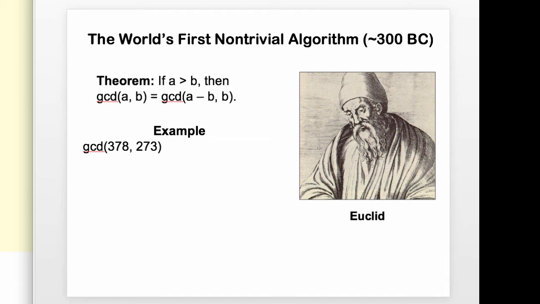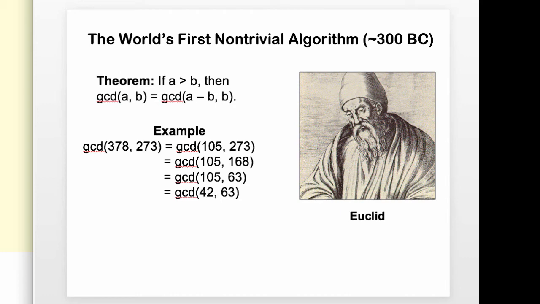And to show an example of why this might make the algorithm quick, you could start with, say, trying to find the GCD of 378 and 273. Because 378 is bigger than 273, we know that the GCD has to be the same as the GCD of 378 minus 273, or 105, and 273. Again, 273 is larger than 105, so that GCD is the same as the GCD of 105 and 273 minus 105, which is 168. And so we can iterate this process to say that's the GCD of 105 and 63.